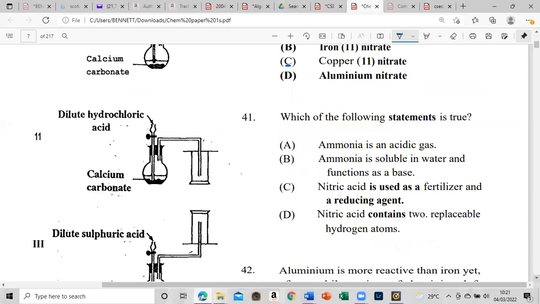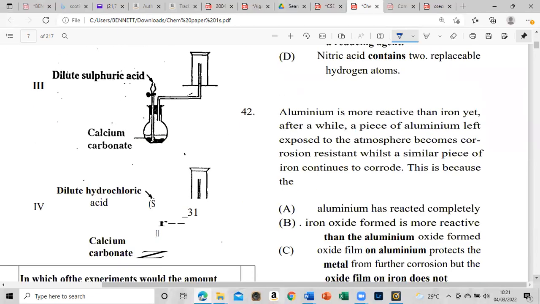Which of the following statements is true? A, ammonia is an acidic gas. B, ammonia is soluble in water and functions as a base. C, nitric acid is used as a fertilizer and as a reducing agent. D, nitric acid contains 2 replaceable hydrogen atoms. And that is ammonia is soluble in water and functions as a base. So that leaves us with B.